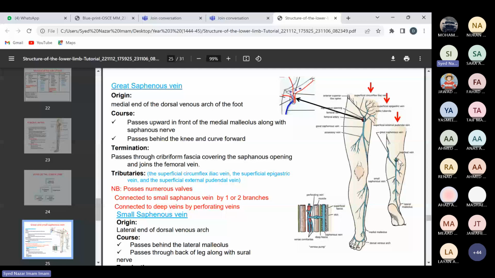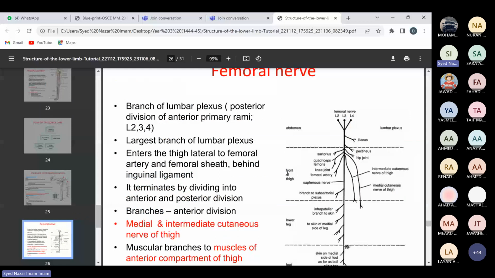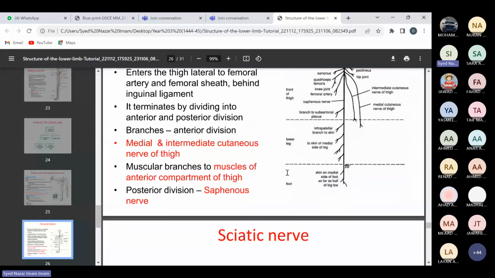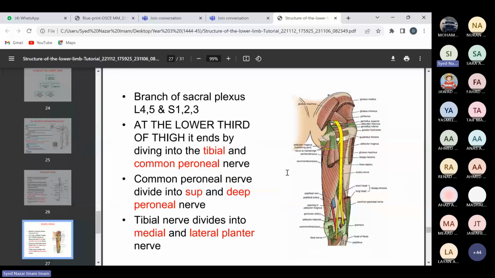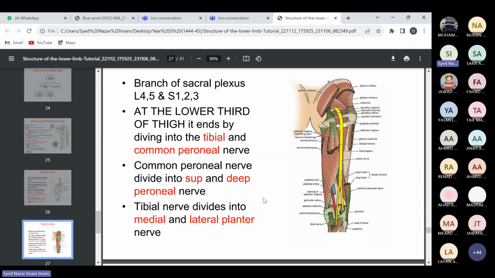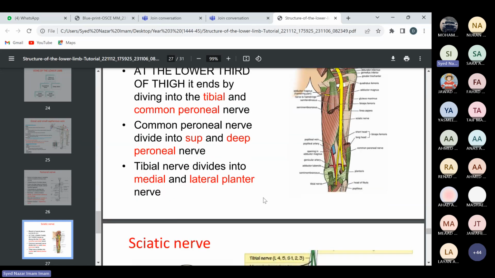So we have three nerves, and we have already discussed these things. The femoral nerve, which is a branch of the lumbar plexus, supplies the muscles of the anterior compartment of the thigh. And then we have the sciatic nerve, which has two divisions, the tibial and common peroneal nerve. The tibial nerve supplies all the posterior compartment, common peroneal nerve supplies the lateral and anterior compartment, and the sciatic nerve supplies the posterior compartment of the thigh. So this is what we have for the sciatic nerve.